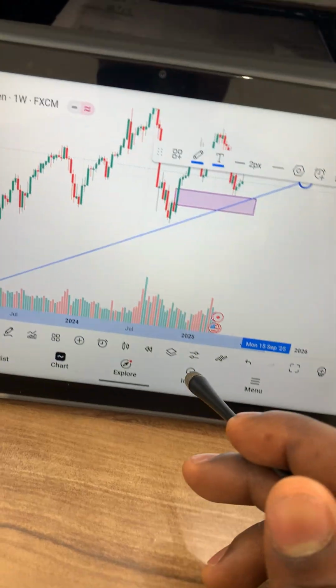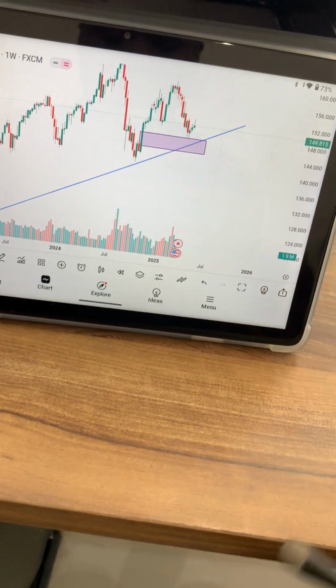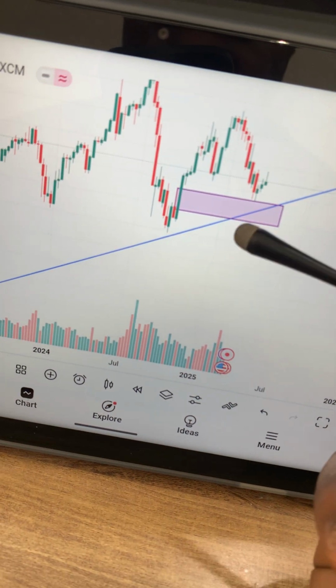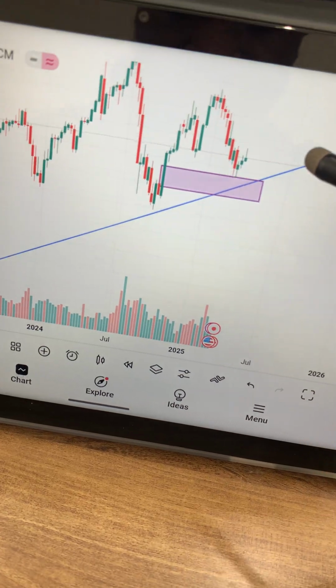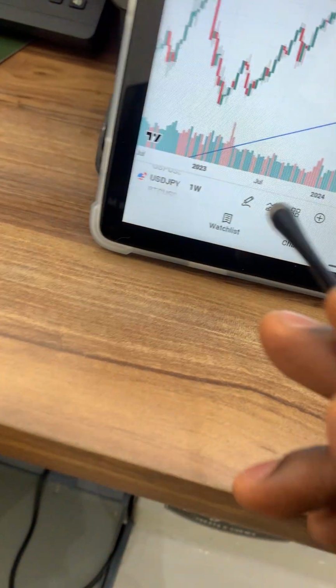What can you observe from here? You see the market tapped in the demand zone. As I was saying, guys, this is our demand zone, and if you look at the higher time frame, the market tapped in the demand zone, and of course you can see the market struggling to buy. That's in the 1 week time frame.